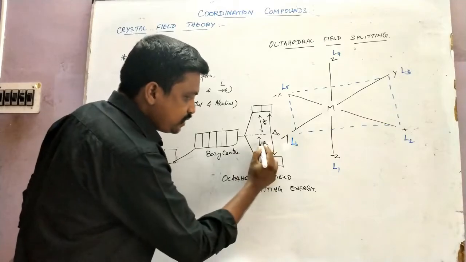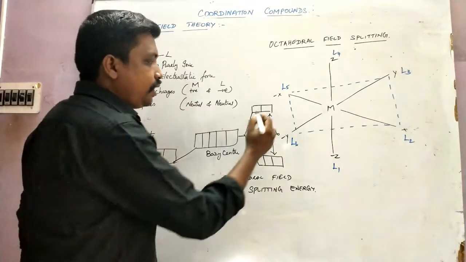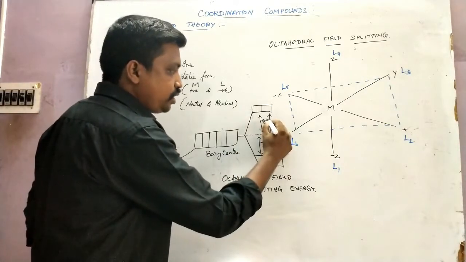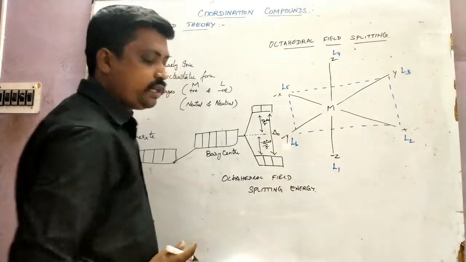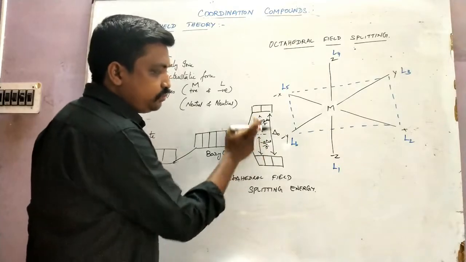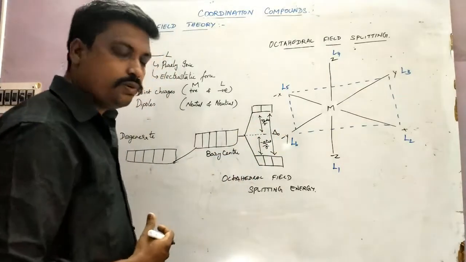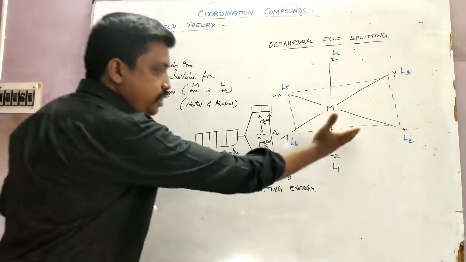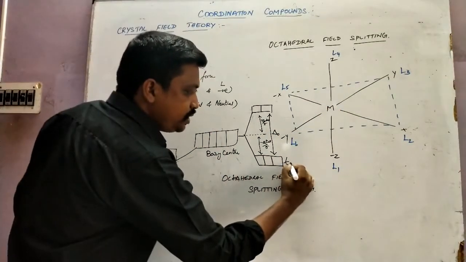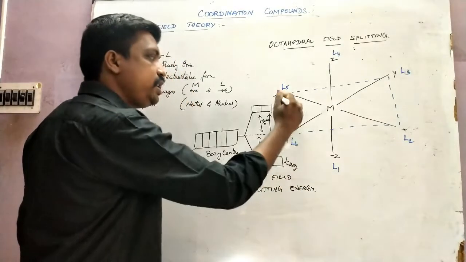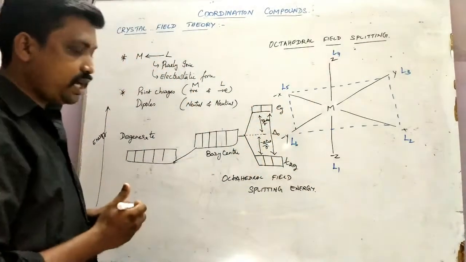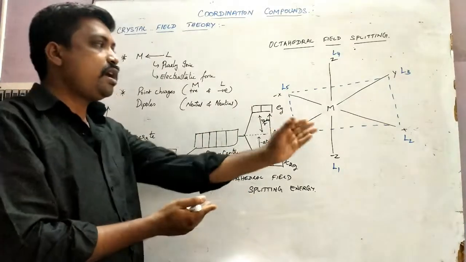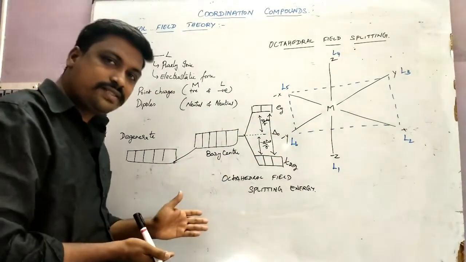Since the energy decreases, we are mentioning it with a minus symbol, and here the energy increases, so we are putting a plus, of how much? Of the total delta O. Simply you add these two, you will get the value delta O. Okay, right. So hence in octahedral field, the triply degenerate orbitals will have lower energy, and doubly degenerate orbitals will have higher energy. So this will be the splitting of orbitals in octahedral field. Are you able to understand clearly?